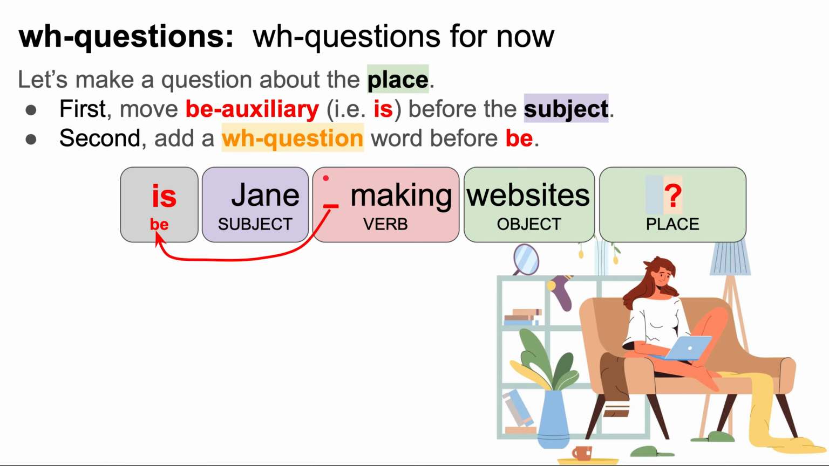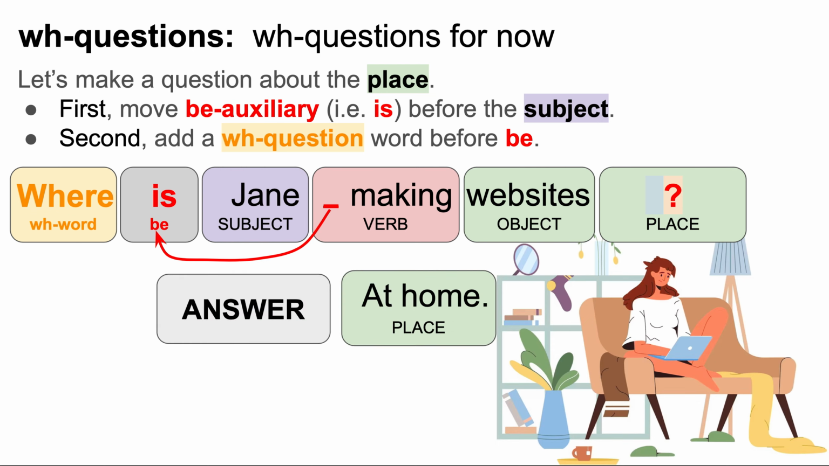Is Jane making websites? Second, because I want to know the place, I'm going to add a WH word before the be auxiliary. The WH word for place is where. And here is our question. Where is Jane making websites? Question. Where is Jane making websites? Answer. At home.